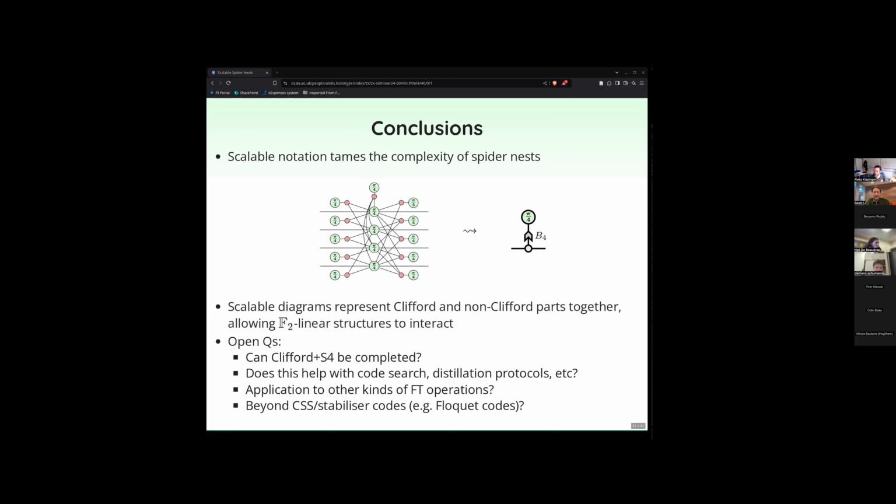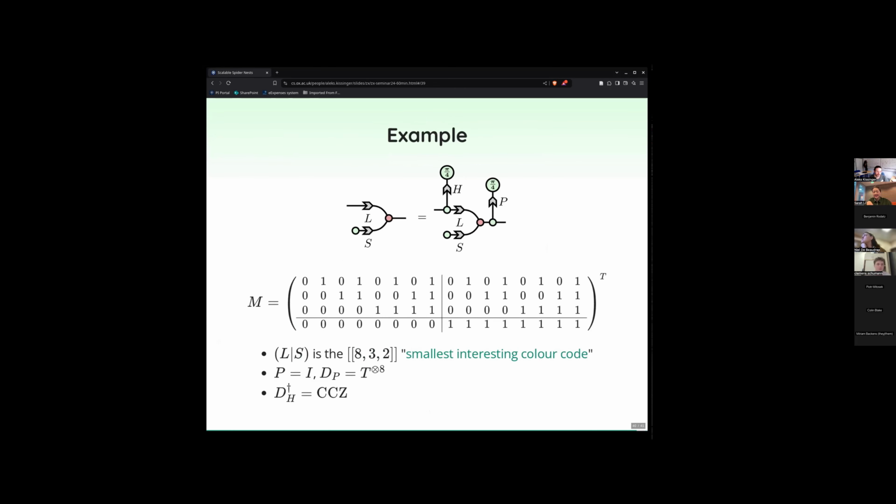So I have a question. Could you scroll back to the previous slides? In this example, you said, because P is equal to identity, we know that the non-Clifford gate is implemented transversally. How is this established?